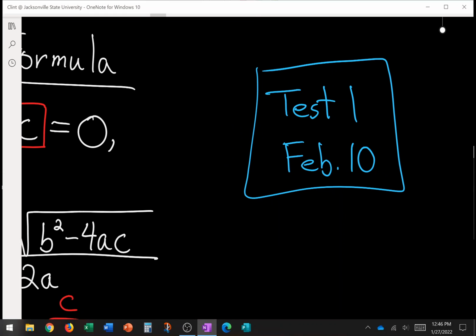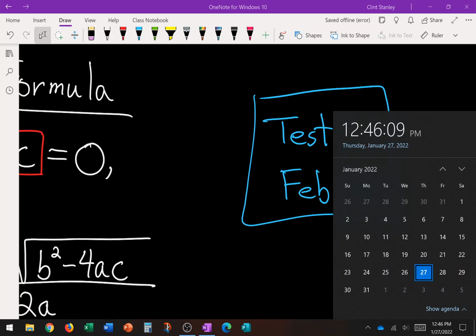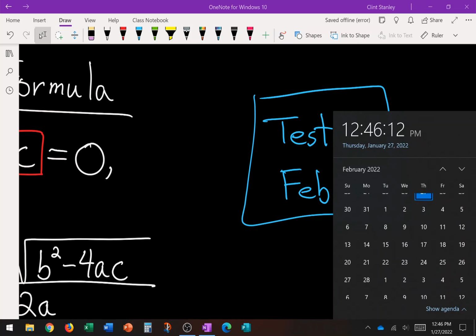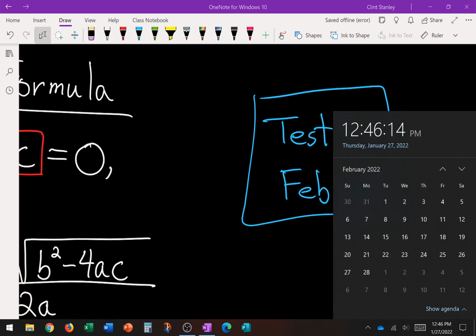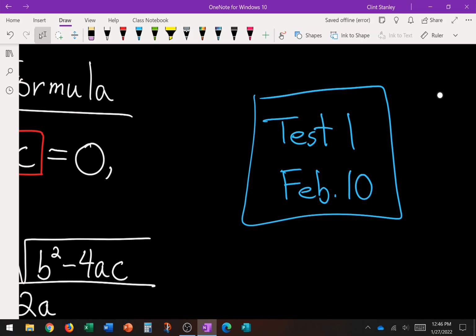The 10th is Thursday, yeah. So that Tuesday, February 8th, will be review day. We'll just work through the practice test in class on the 8th, and then whatever questions you want to ask, you can go through that, and then we'll have the test on the 10th.